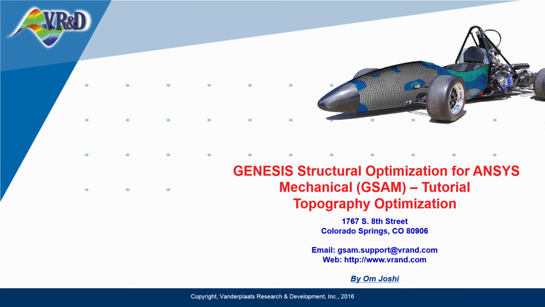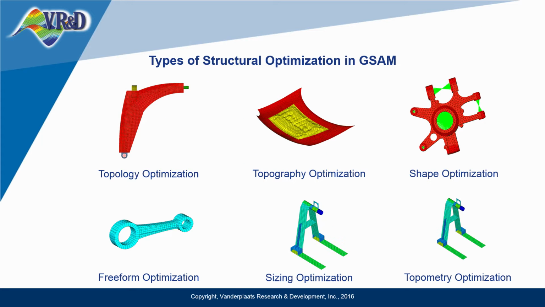The following video will introduce you to topography optimization using Genesis Structural Optimization for ANSYS Mechanical, or GSAM. GSAM is an integrated extension that adds topology, topography, shape, freeform, sizing, and topometry optimization to the ANSYS environment. The extension provides a reliable, robust, and easy to use interface which allows designers to set up structural optimization problems, post-process them, and export the data within the ANSYS environment.